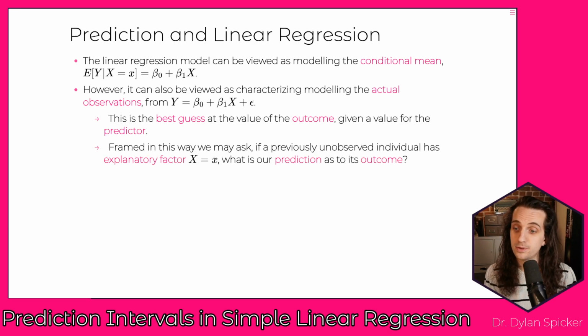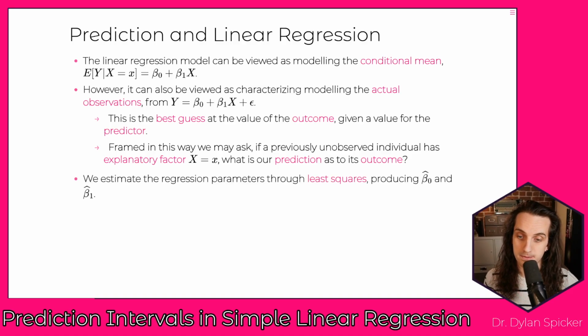If we frame it in this way, we may ask: if we have a previously unobserved individual with some explanatory factor, so x is equal to a little value of x, what is our prediction of the outcome for that individual? We have never seen this data point before, but we want to know what we think the outcome is going to be based on an observation of the explanatory factor. The idea is that we can make the best guess as being beta 0 plus beta 1 times x.